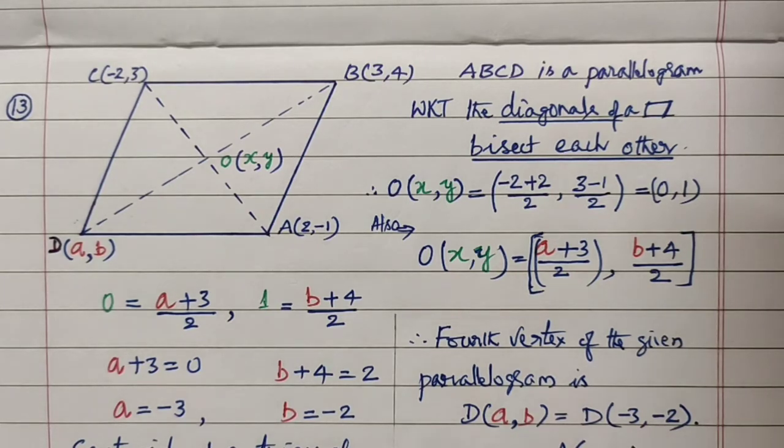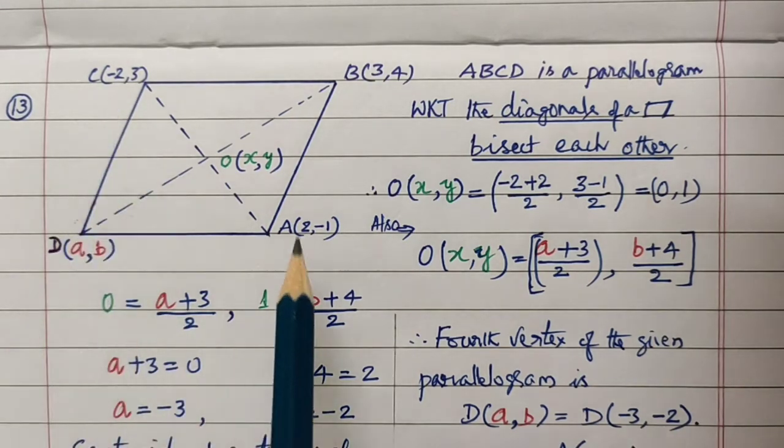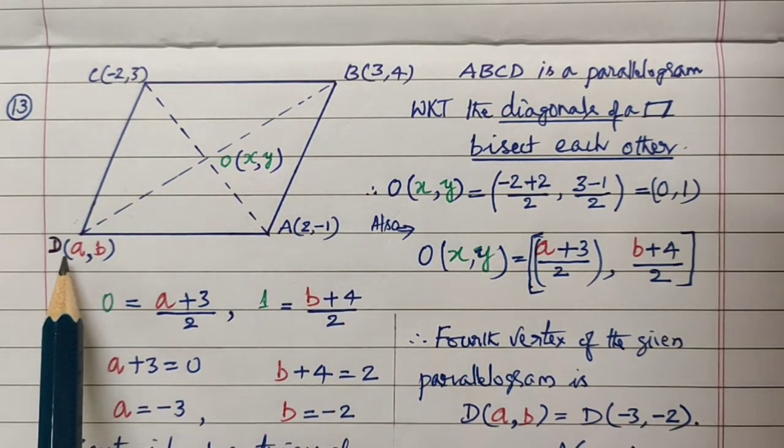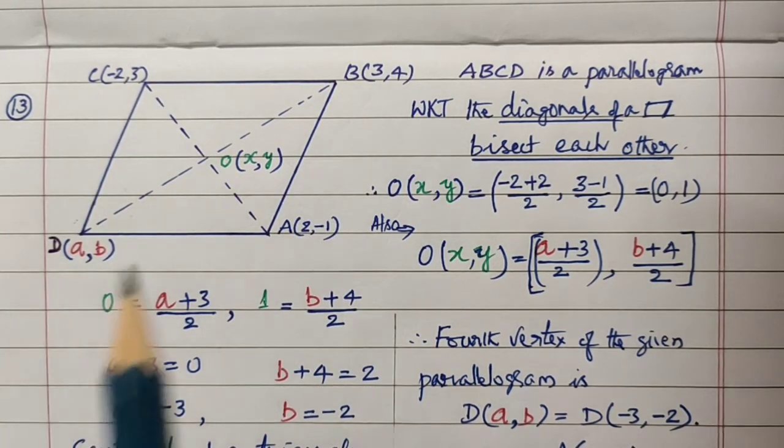The three vertices of a parallelogram ABCD taken in order are A(2, -1), B(3, 4) and C(-2, 3). Find the coordinates of the fourth vertex. This is a parallelogram, and three vertices are given. We need to find the other vertex D.